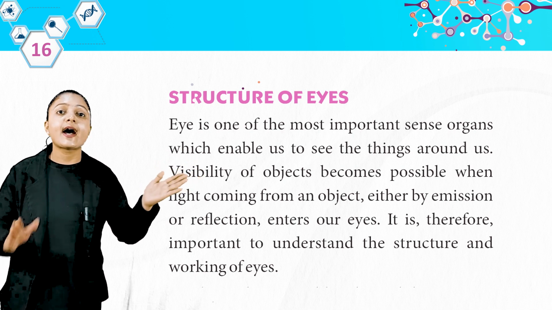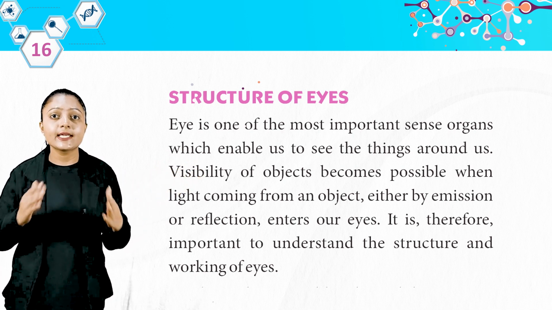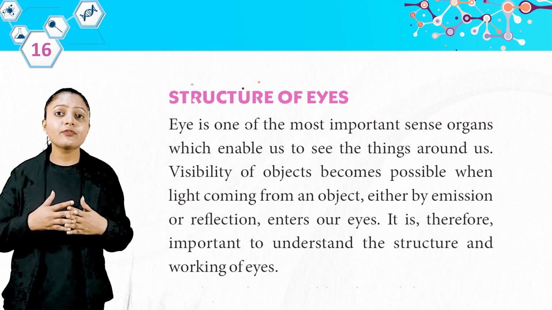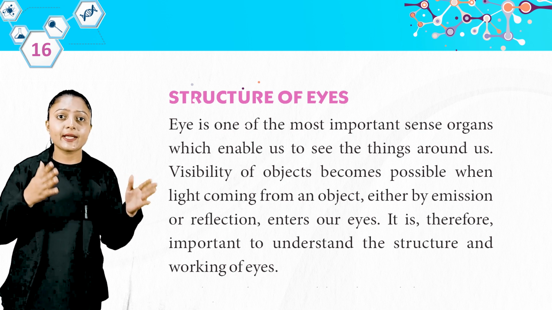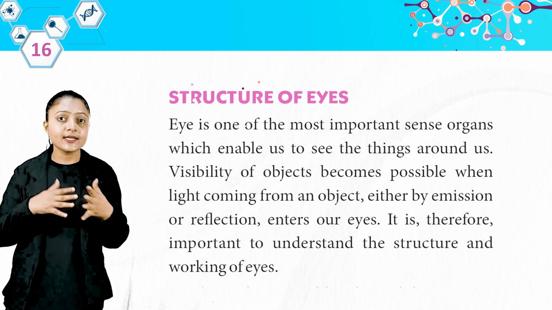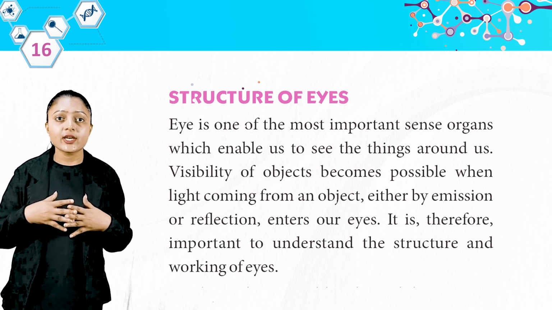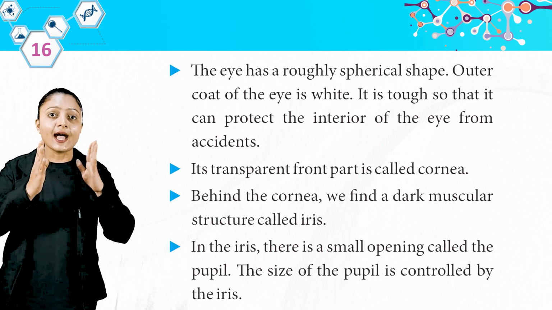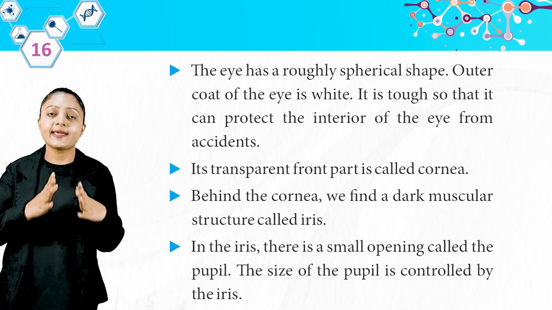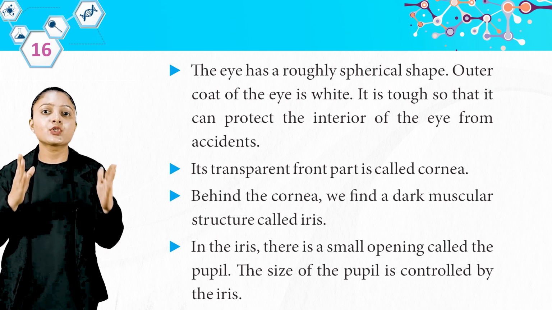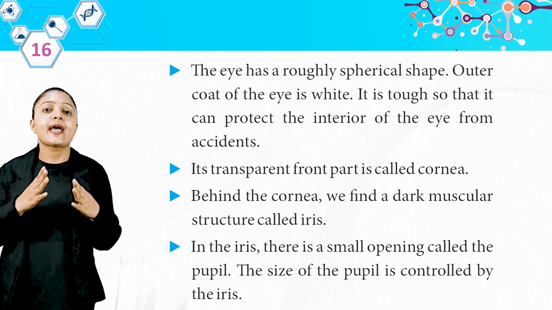Structure of the eye. The eye is one of the most important sense organs which enable us to see things around us. Visibility of objects becomes possible when light coming from an object, either by emission or reflection, enters our eyes. It is therefore important to understand the structure and working of eyes. The eye has a roughly spherical shape. The outer coat of the eye is white. It is tough so that it can protect the interior of the eye from accidents.